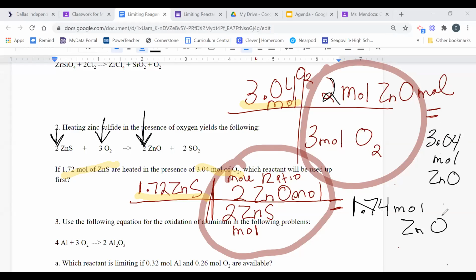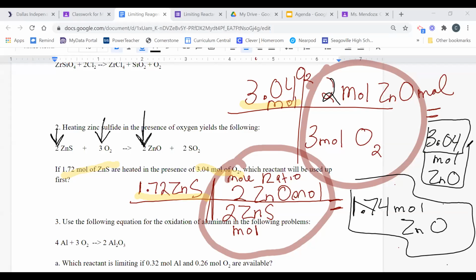Okay, so these are the answers. Which one is the limiting one? The limiting one is the 1.74. So zinc sulfide is going to be the limiting reactant. And then 3.4 is the excess.